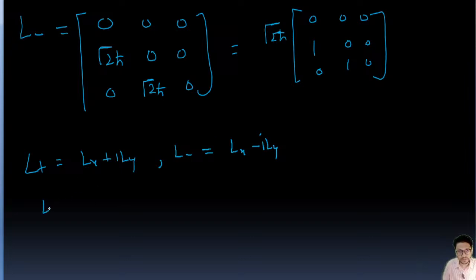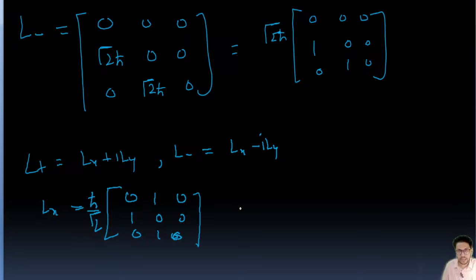From here we can easily find Lx, since we have the L plus and L minus values. So Lx can be represented as ħ by root 2 times the matrix 0, 1, 0, 1, 0, 1, 0, 1, 0.